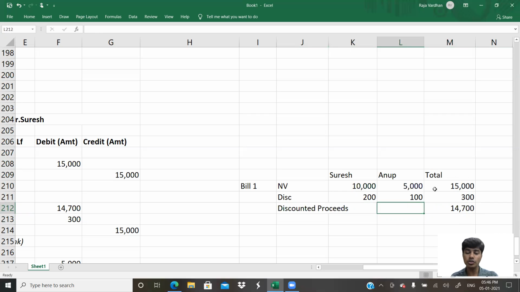14,700. That 14,700 also should be shared in the ratio 2 is to 1. Basically, 1/3 will go to Anup. Divided by 3, 4,900. This guy gets 2/3, 9,800. If you see the total, it will come to 14,700. Do you guys get that? Yes, that shouldn't be a problem.